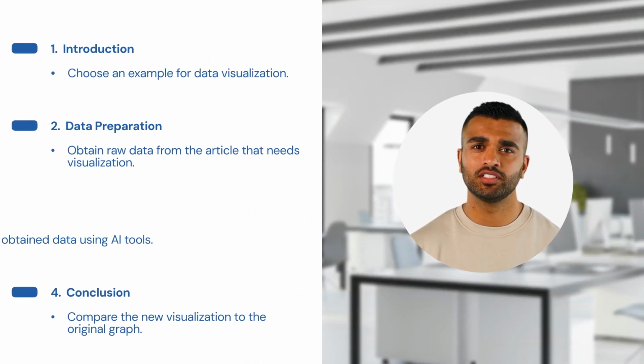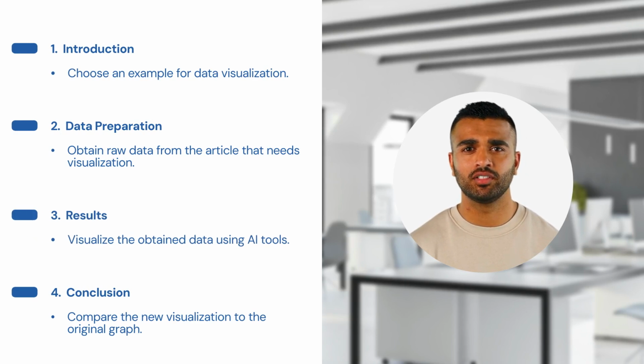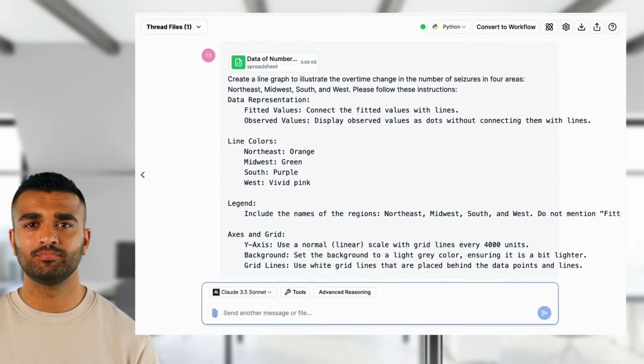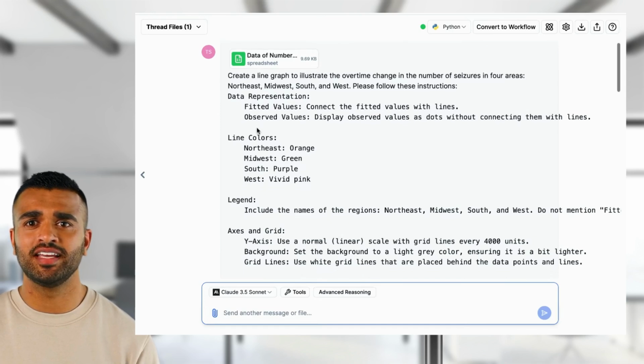3. Results. Visualize the obtained data using AI tools. Using Julius AI, I created a line graph to illustrate the overtime change in the number of seizures in the specified regions. To create the line graph, I provided detailed prompts to ensure accurate visualization.